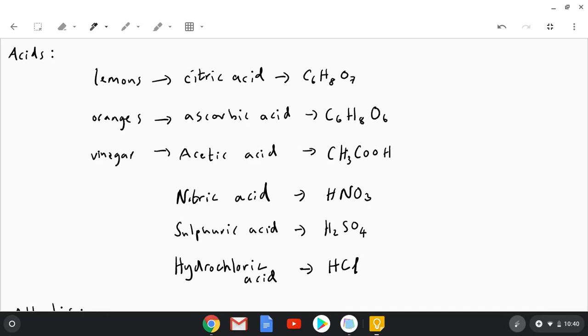Now, I asked you to find out the chemical formula for some of these acids that we had discussed. And if you have a look at the chemical formula for lemons, you got C6H8O7. Orange is very similar. Vinegar, we've got the carbons, hydrogens, and oxygens. Nitric acid, we've got hydrogens, oxygens, and nitrogen. Hydrochloric acid, we've got hydrogen and chlorine, and sulfuric acid, we've got hydrogen and sulfur and oxygen.